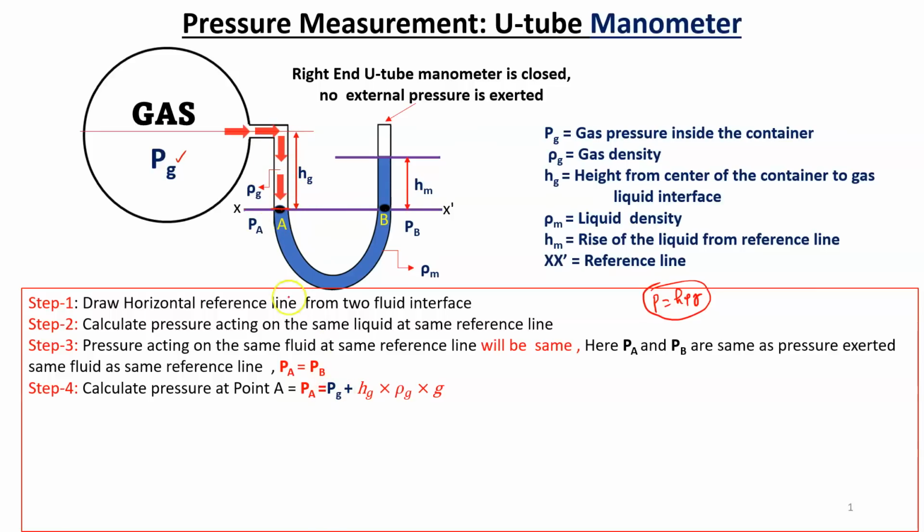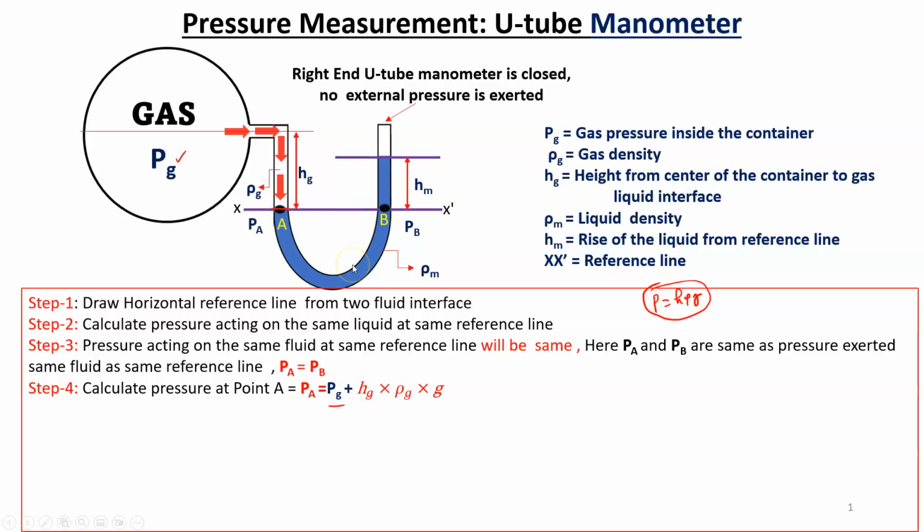So the pressure at point A will be the pressure already exerted by the gas, that is Pg, plus hg into rho g into g. Hg is the height of the gas, from the reference line to the center of the container, rho g is the gas density, and g is the acceleration due to gravity. So now we have calculated the pressure at point A.